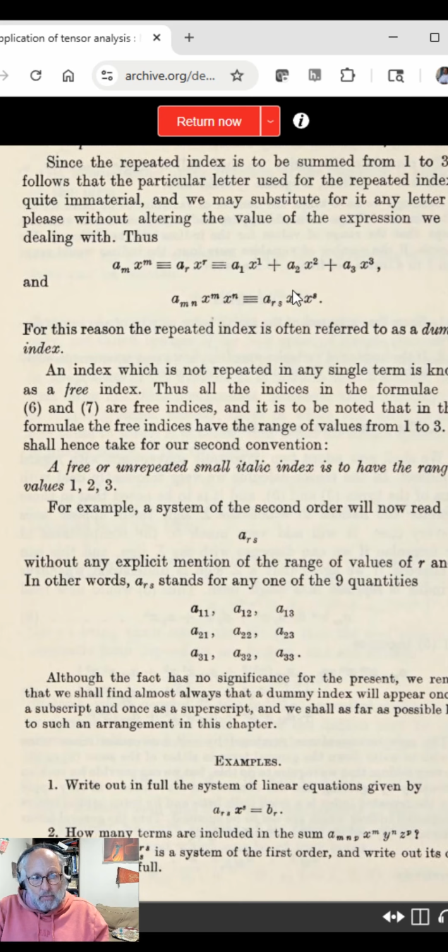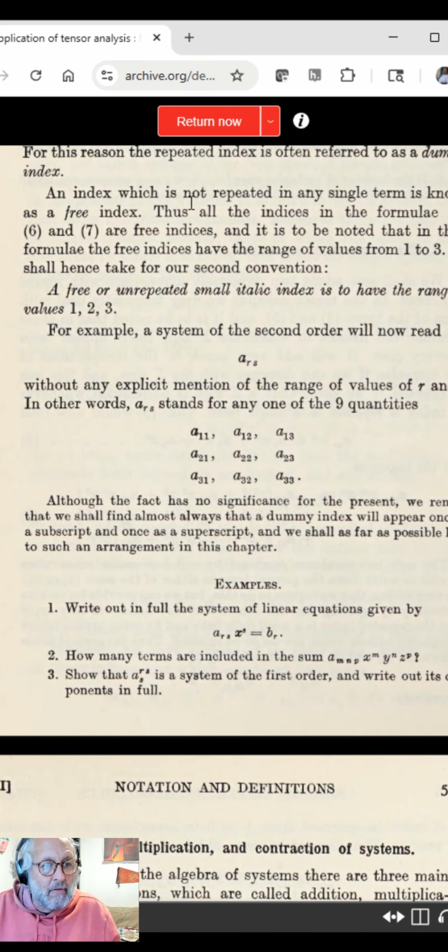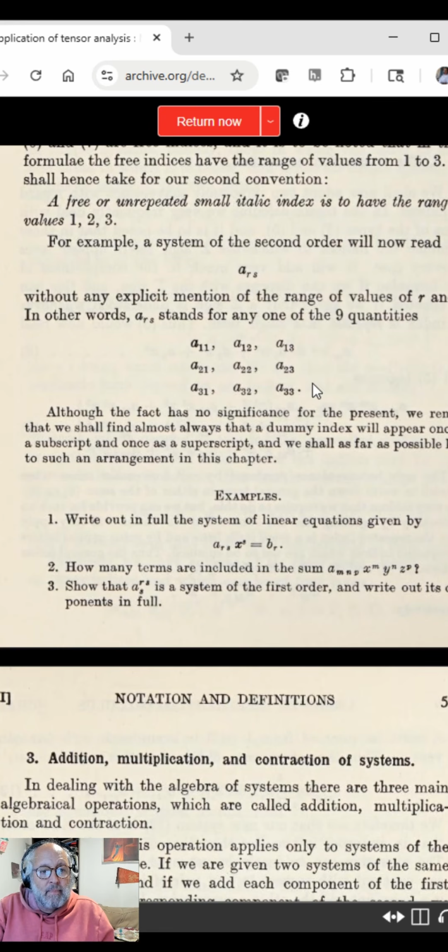And the one that will always be summed over is the repeated one. So here m is repeated, and so that's going to be the dummy index. R and S are the same. That's the dummy index. That's what we're summing over. And if you don't repeat it, then it's known as a free index. So if we have a system of second order, then a_rs will give us all of these values because they're not summed. Okay, that's all for today.